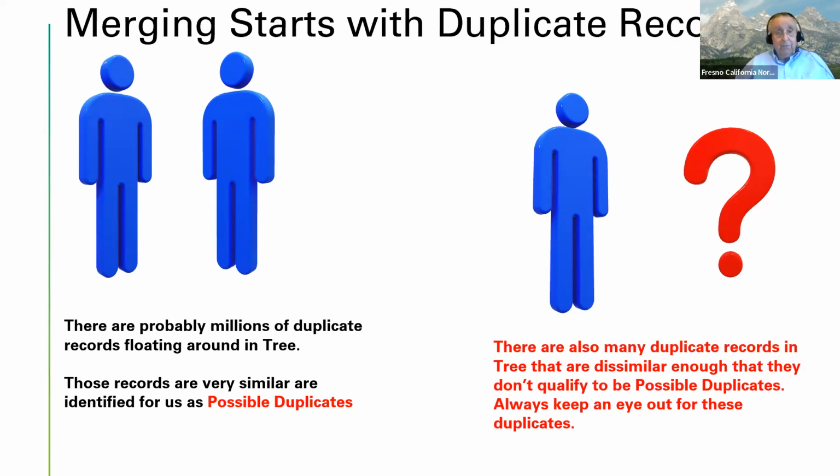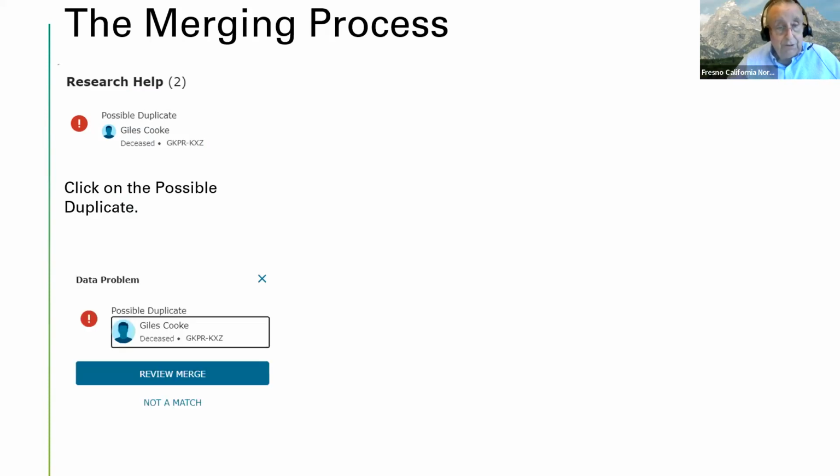These are the records where oftentimes there's less information on them. And that was the reason they don't come up as duplicates, but they're out there. And there's a lot of those. Okay, the actual merging process generally starts, if you haven't found one of those floating records, when you go to a person's page, you're going to see under research helps possible duplicate. So you click on that person and up comes the little screen that says review the merge or mark it not a match.